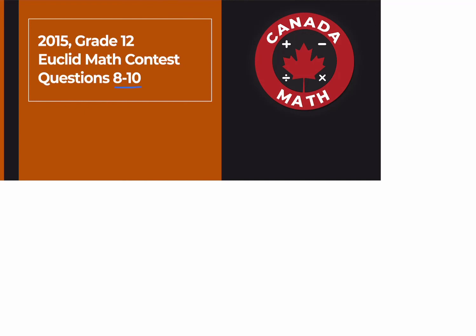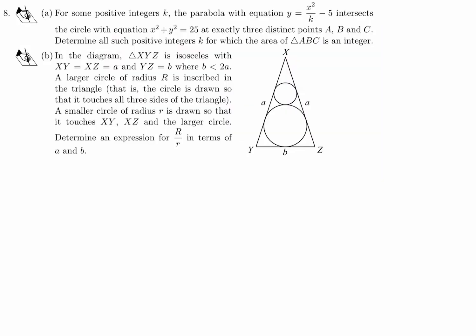Questions 8 through 10 on the 2015 Grade 12 Euclid Math Contest. For some positive integers k, the parabola with equation y = x²/k − 5 intersects the circle with equation x² + y² = 25 at exactly 3 distinct points A, B, C. Determine all such positive integers k for which the area of triangle ABC is an integer.